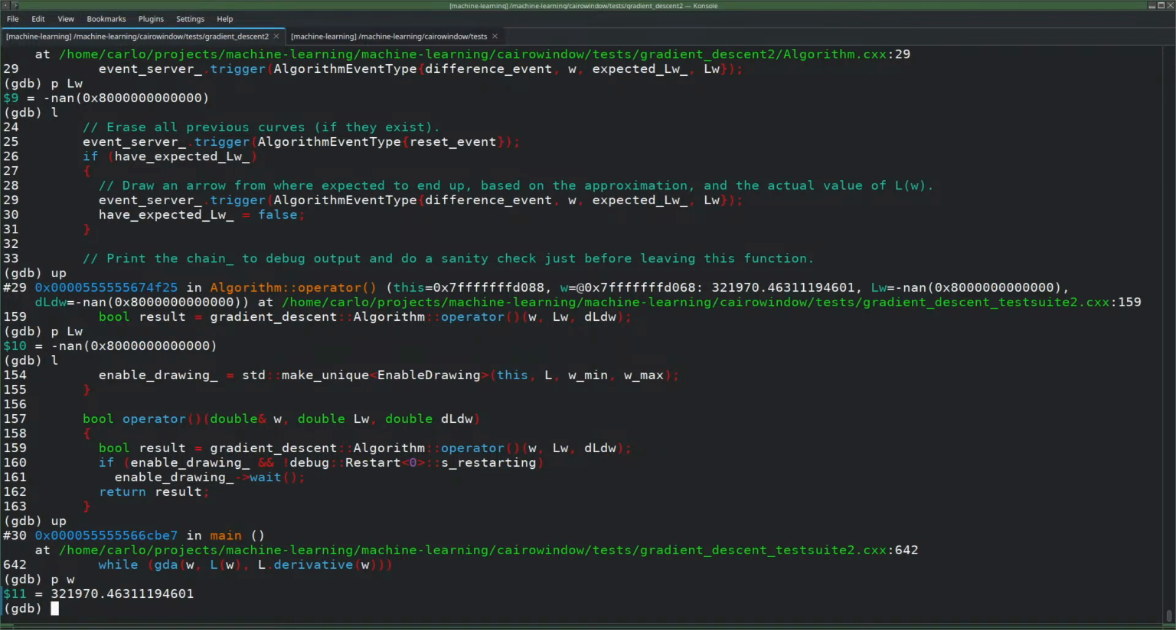No. Yeah, okay. That is just way too big, so it cannot calculate that value. We have to force it. Let's see.